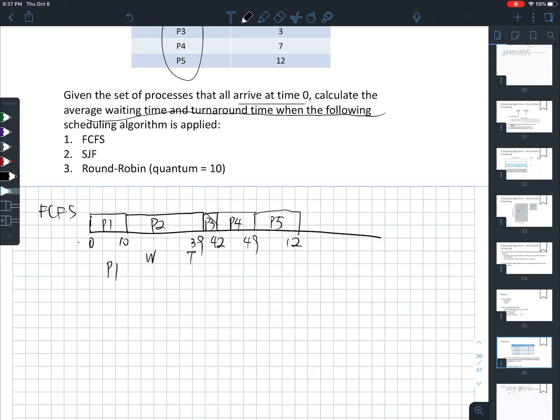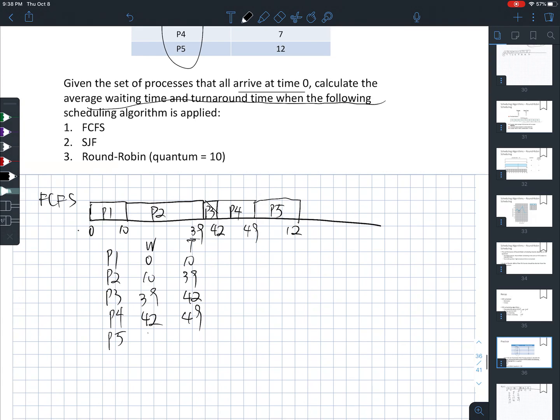Okay, so here we can just calculate the waiting time for each process. This is the waiting time and this is the turnaround time. The waiting time of P1 is 0. Its turnaround time is 10. The waiting time of P2 is 10. Its turnaround time is 39. The waiting time of P3 is 39, and its turnaround time is 42. For P4, its waiting time is 42. Turnaround time is 49.